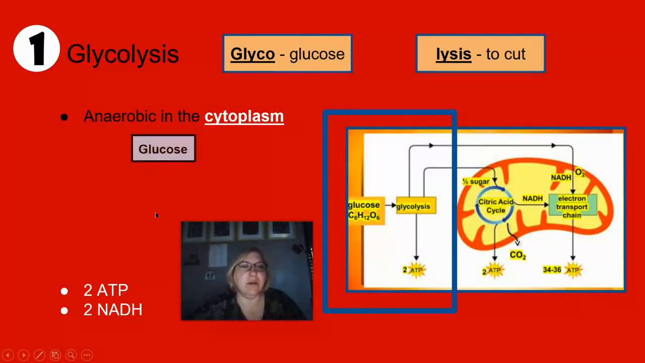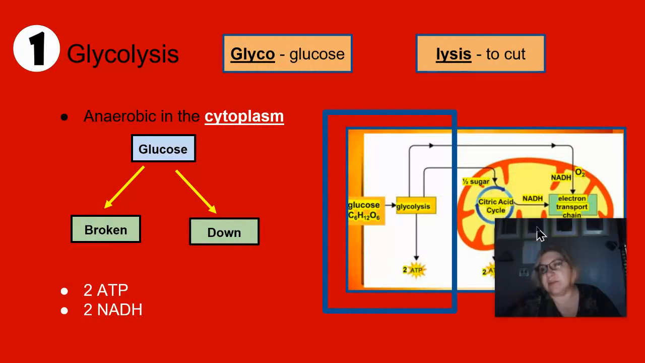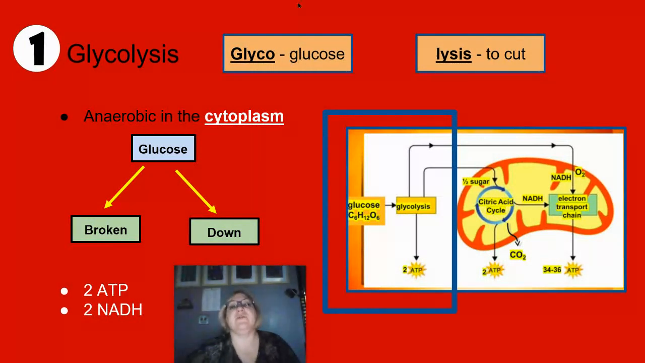So moving on, glucose is cut in the cytoplasm. And another way to put that is that it's broken down. Glucose is broken down in the cytoplasm by the process of glycolysis. And when it's broken down, it produces energy in the form of 2 ATP and 2 NADH.